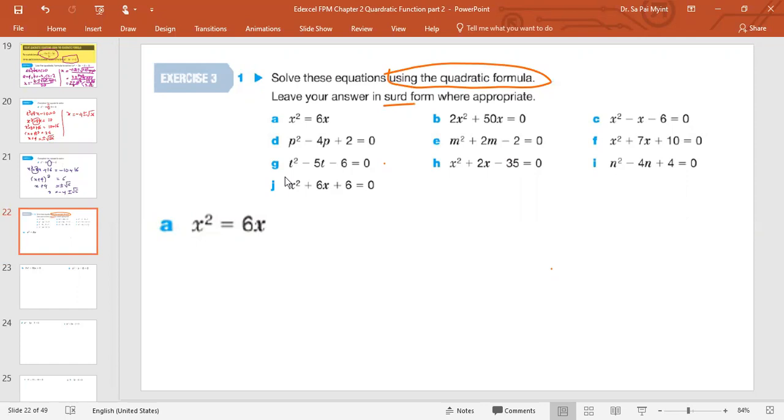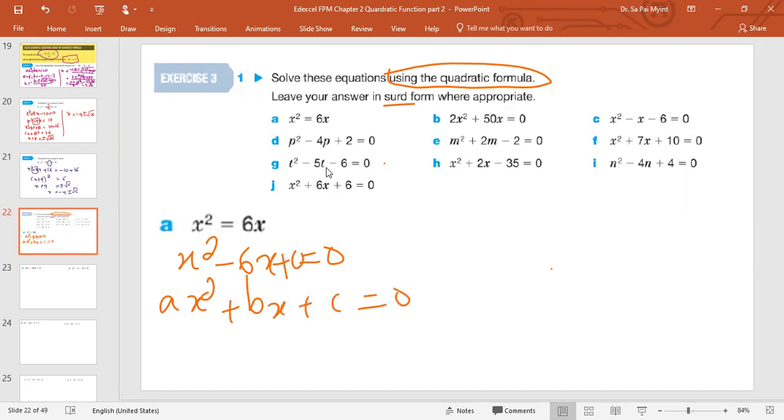What is the question? x squared equal to 6x. We have to use the quadratic formula. First, the right side must be 0, so we move it to the left side. x squared minus 6x equal to 0. We can find x using factorization, but here we are asked to use the quadratic formula. So we compare with the standard quadratic equation ax squared plus bx plus c equal to 0. There is no c. No c means plus 0. So a equal to 1, b equal to minus 6, and c equal to 0.